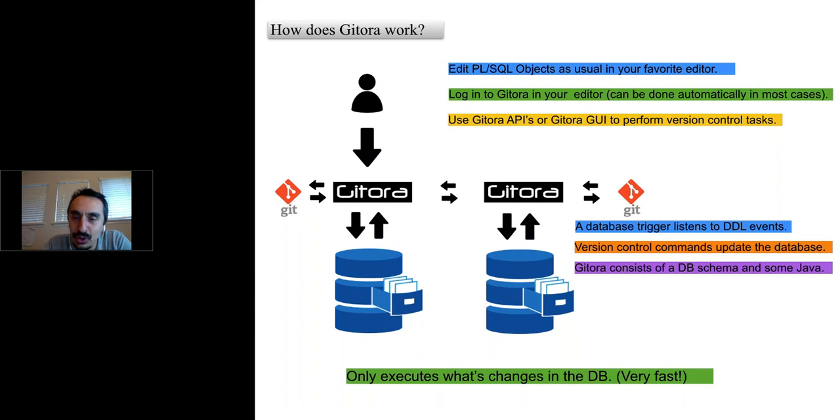Is the source code stored in the Gitora schema? No, the source code is stored in Git. Git manages all the version control tasks. So your code will be managed by the most reliable, highly used open source version control system out there, Git.